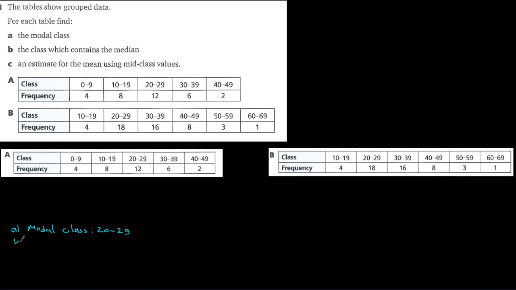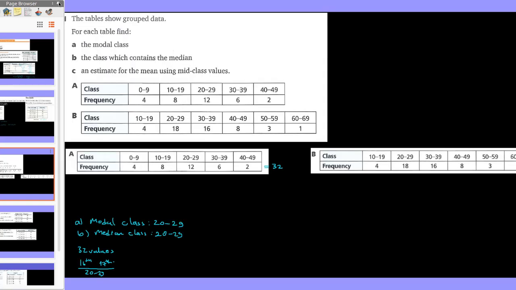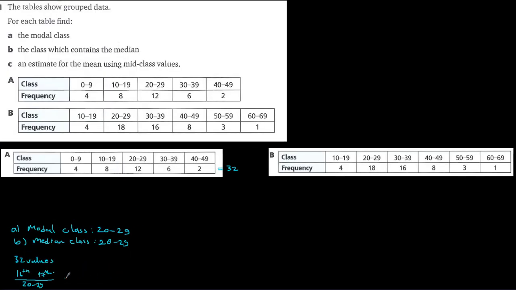And here for B1 we are going to find the median class. The median class is again 20 to 29, because when I add them, 4, 8, it is 12 plus 12, equal to 24, plus 6, 30, and plus 2, 32. So there are 32 values here, and if there are 32 values, it means that the 16th value and 17th value are the mid values, and these are in the 20 to 29 group. We don't know the exact values of the 16th and 17th, but at the end we are going to find the class here. The median class is 20 to 29.